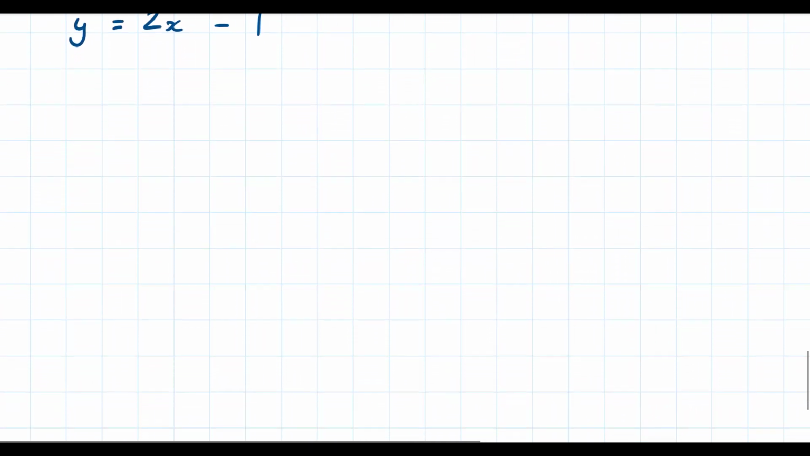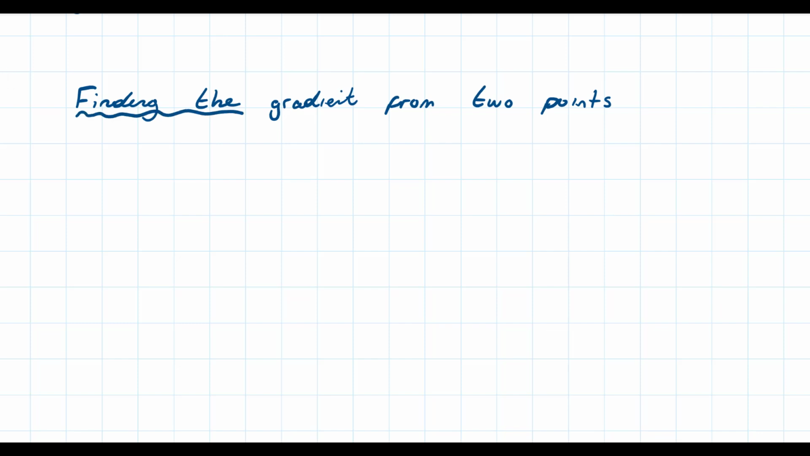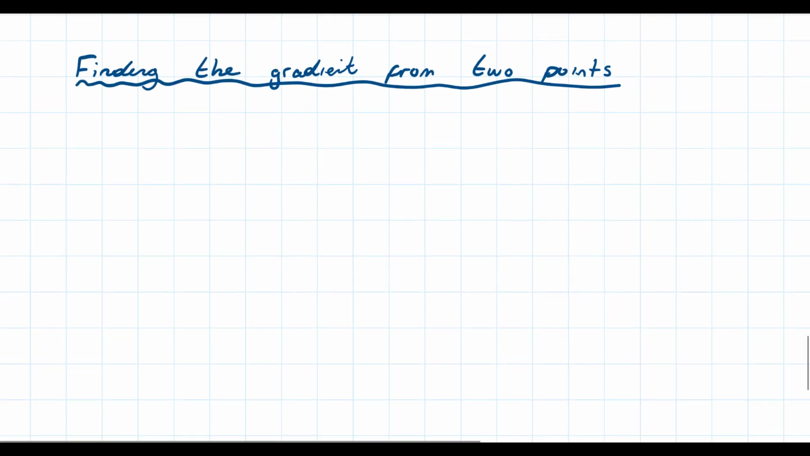We can now move on to actually working out the gradient. In the questions that we've just seen, the gradient was given to you in the question. It was quite straightforward. You didn't have to do any work to find it. Now we will be finding the gradient from 2 points. So I'm going to give you 2 points on a line.